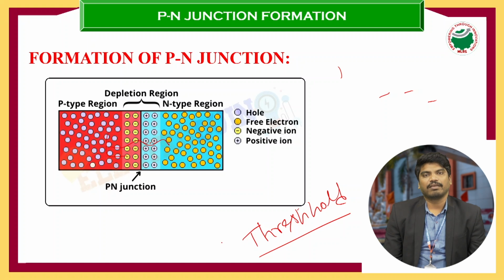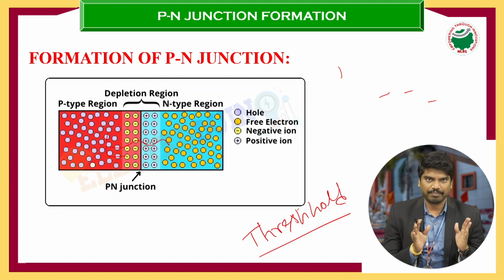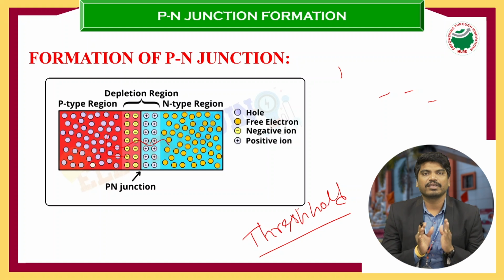Or critical voltage, threshold voltage, transition voltage or breakdown voltage. There are different names. Breakdown voltage means the voltage required to break this depletion region. Okay, this is the formation of the PN junction. We take a P type and N type material, add them together, simply diffusion takes place and they form an immovable region. That region is the depletion region.